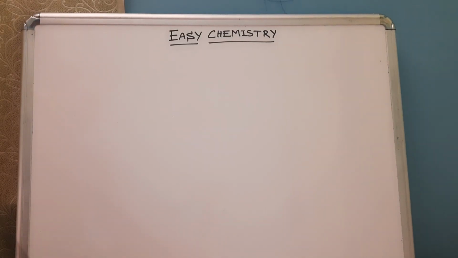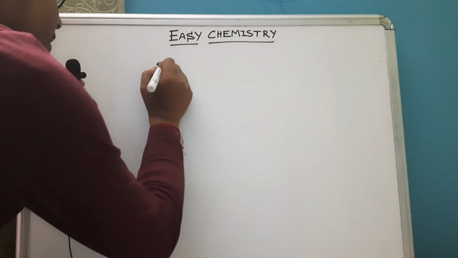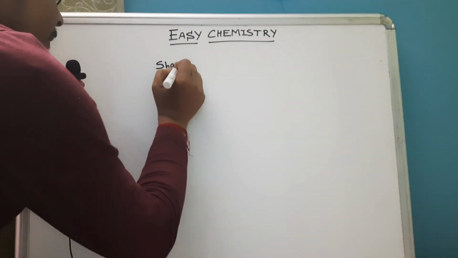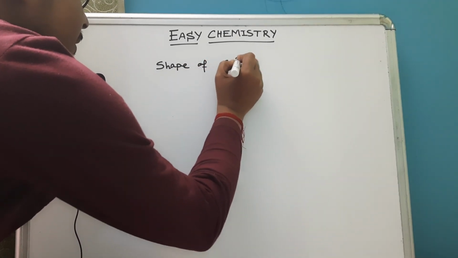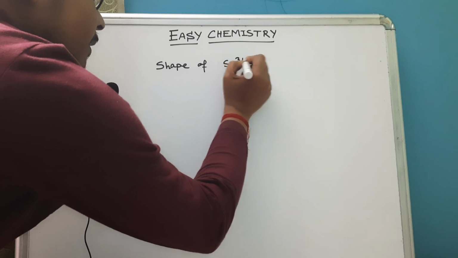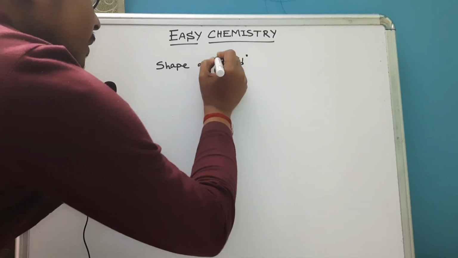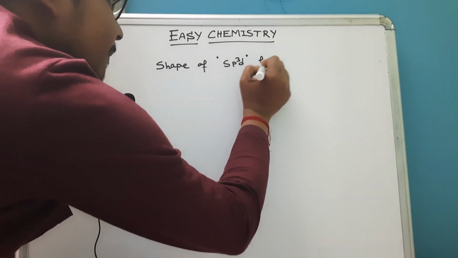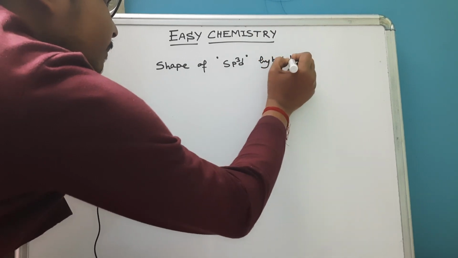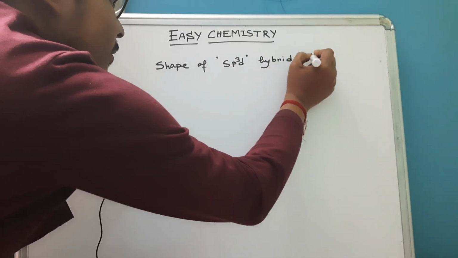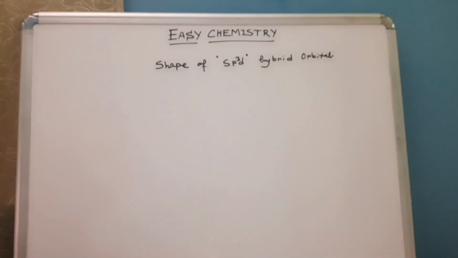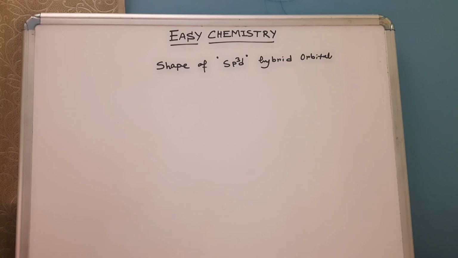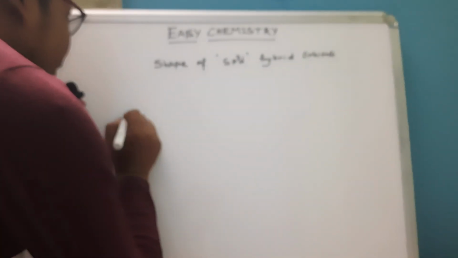My dear friends, what is the shape of sp3d hybrid orbitals? What is the shape of sp3d hybrid orbital? So, what is the shape of sp3d hybrid orbital?